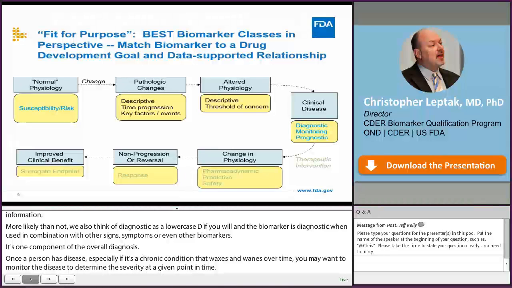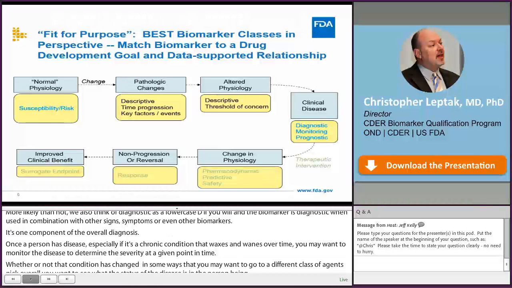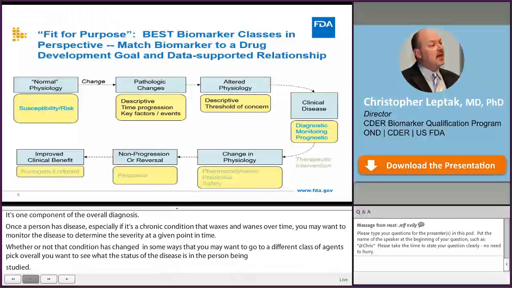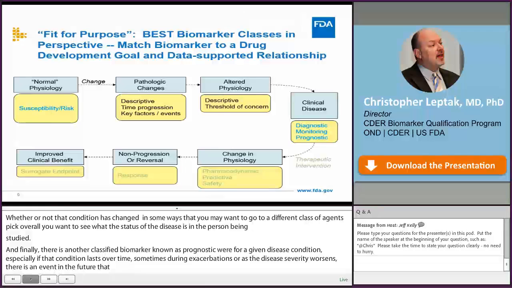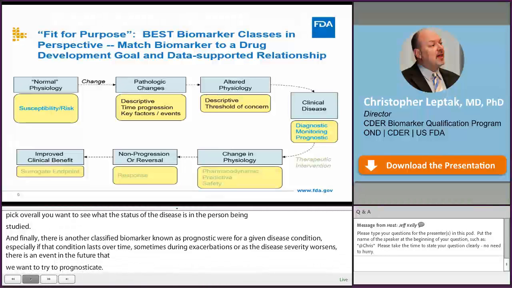And then finally, there's another class of biomarkers known as prognostic, where for a given disease condition, especially if that condition lasts over time, sometimes during exacerbations or as the disease severity worsens, there's an event in the future that we want to try to prognosticate because it's of importance. So an example here would be if you have an asthmatic patient, some biomarkers are indicative of the likelihood of a patient having to go into the hospital and to get more extensive care. So that would certainly be something of interest.